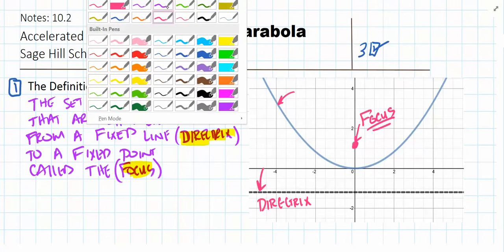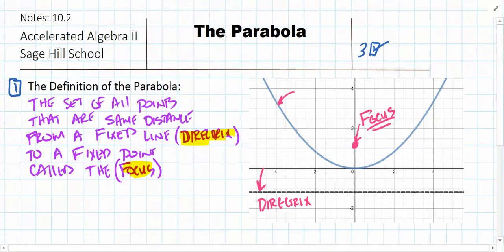I'll change my colors. Let's go to blue. Let's pick any point on the parabola, and we'll call this point x comma y. I don't know what it is. But if I draw a line from that point to the focus, it is the exact same distance as from that point down to the directrix at right angles. So this distance is the same as that distance. And it works for all of them.